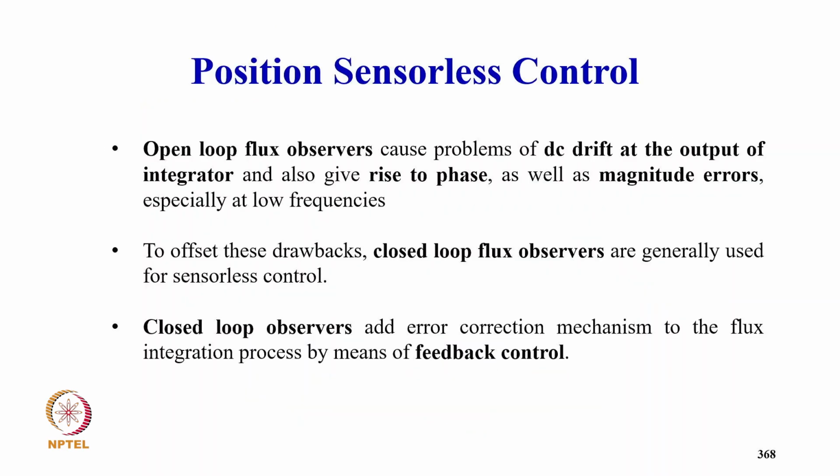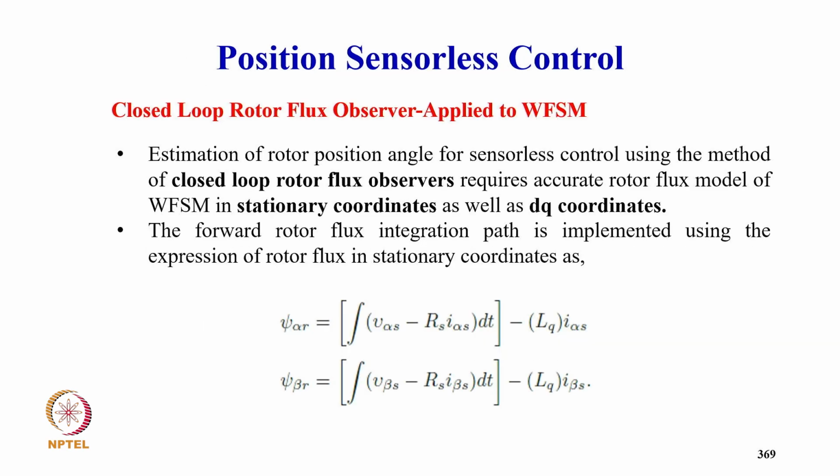Now coming to the open loop flux observer, it can cause the problem of DC drift at the output of the integrator, and also give rise to phase as well as magnitude error, especially at low frequency. To offset these drawbacks, a closed loop flux observer is generally used for sensorless control. Closed loop observers add an error correction mechanism to the flux estimation process by means of feedback control.